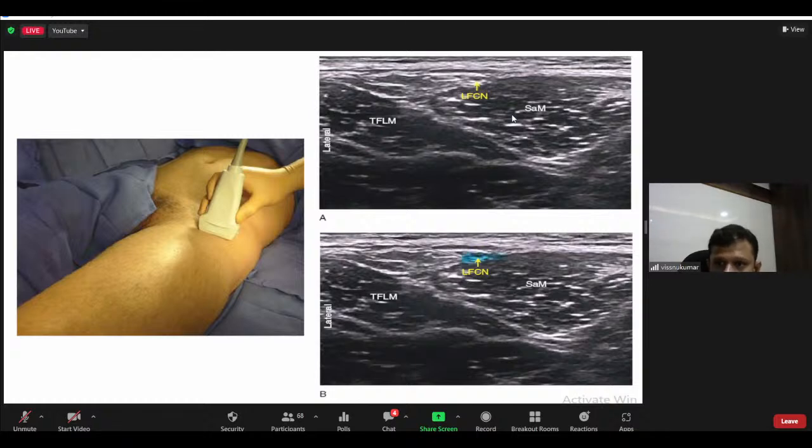You can see the palpation. If not, you can directly pierce the fascia lata, and then you can deposit the drug over the sartorius muscle so that you can see the movement, the fascial layer separating between the sartorius muscle and this. We'll discuss in this video. And then the patient will get excellent relief.